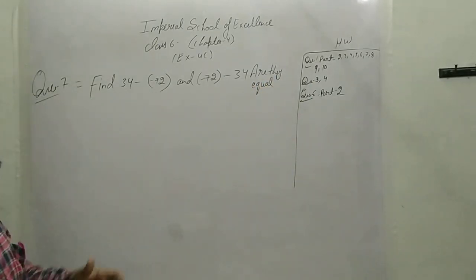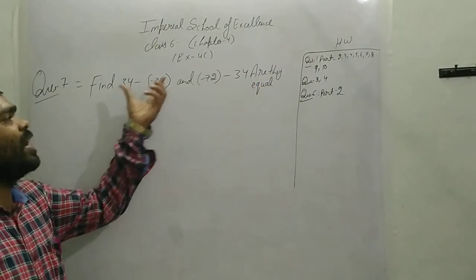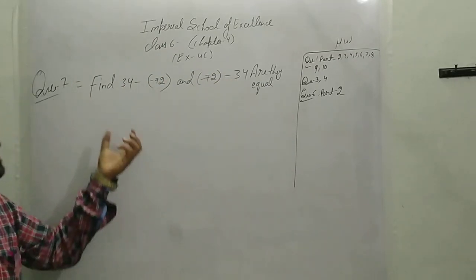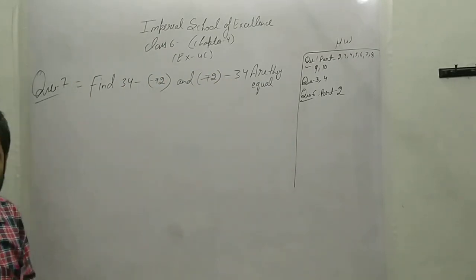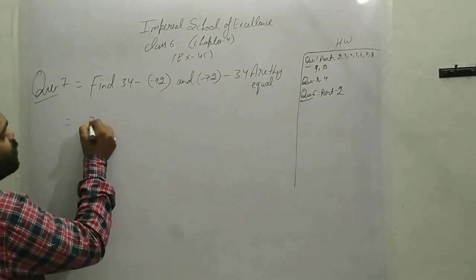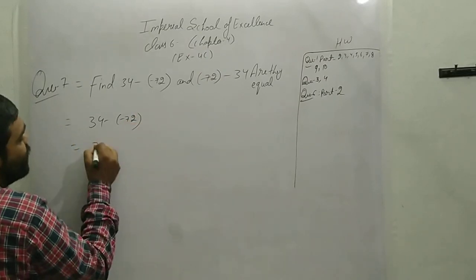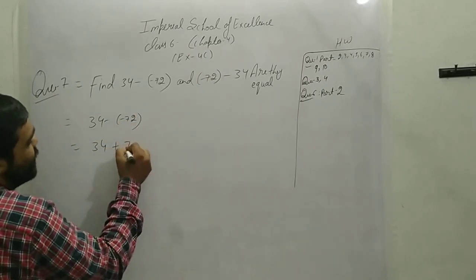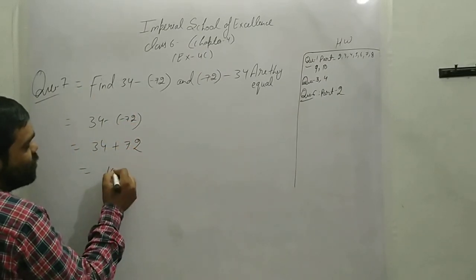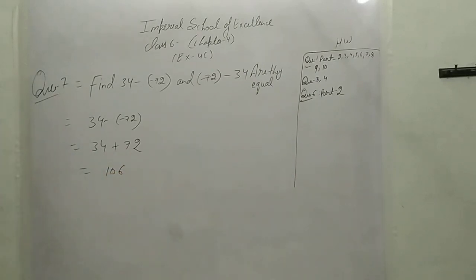This means when you are simplifying this and this, will the answers come out equal or not? Let me explain. The answer would be 34 minus 72. It would be 34 minus (minus) plus 72. It is 106. The answer would be 106.